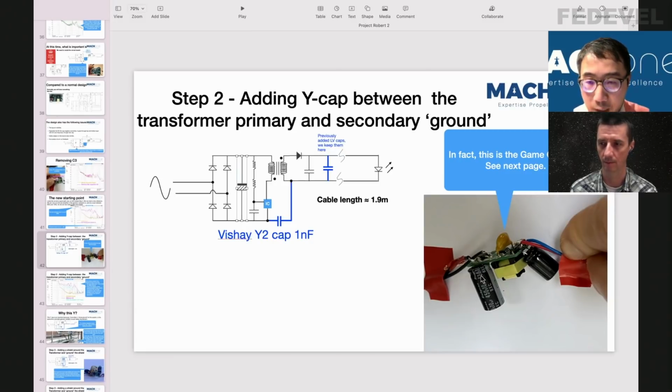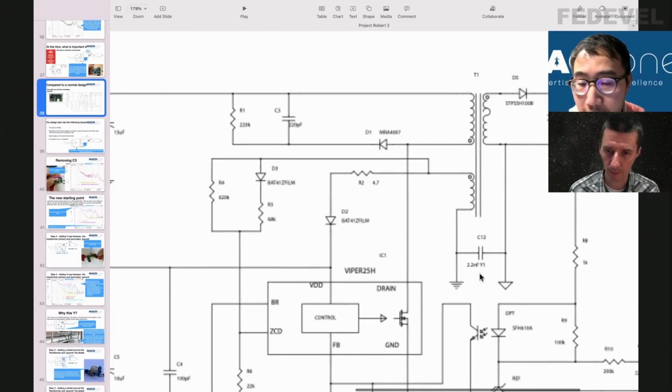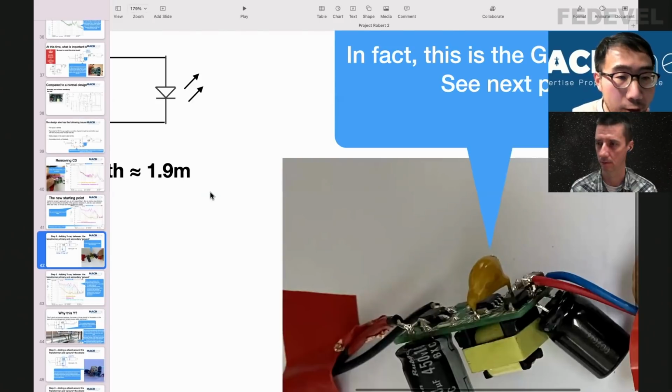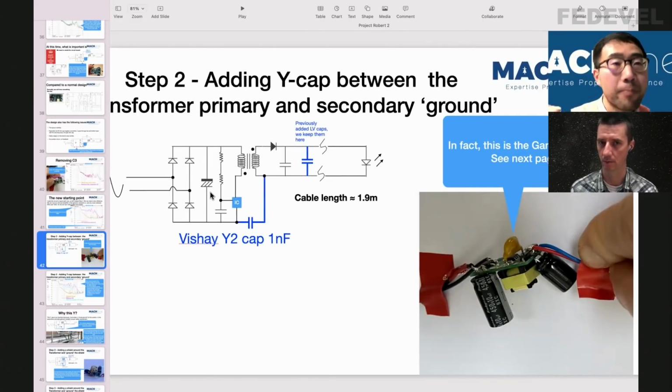So what we did first is I put a Y2 capacitor, which is 1 nanofarad, between the primary side and the secondary side ground. So that's exactly the capacitor we could see in the big schematic. Yes, as you also can see here, they put 2.2 nanofarads. I put 1 nanofarad. I also have 2.2, and I believe if I put 2.2, it will be even better.